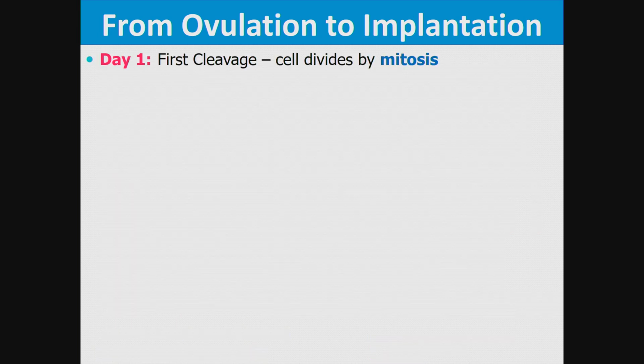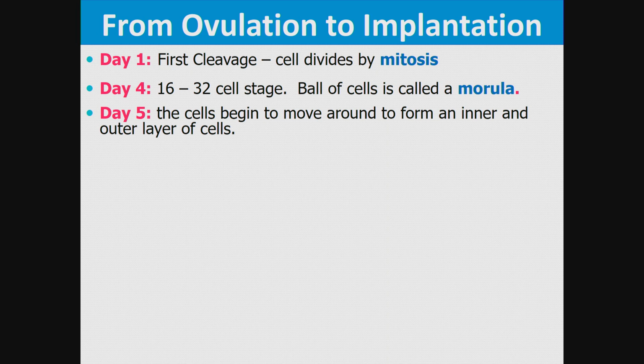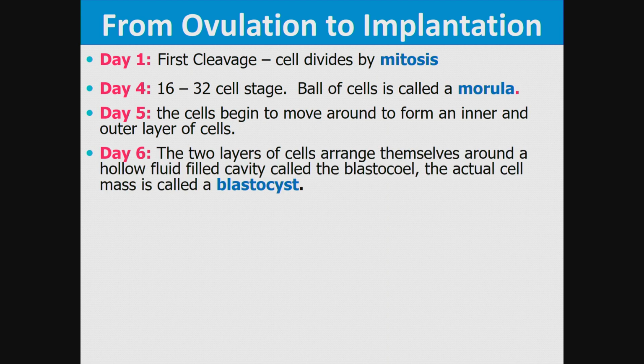So day 1, we have the first cleavage, which means the cell divides by mitosis. Day 4, around there, the cells continue to divide and are called a morula. Day 5, the cells begin to move around to form an inner and outer layer. Day 6, the two layers of cells arrange themselves around a hollow fluid-filled cavity. The actual cell mass is now called a blastocyst.